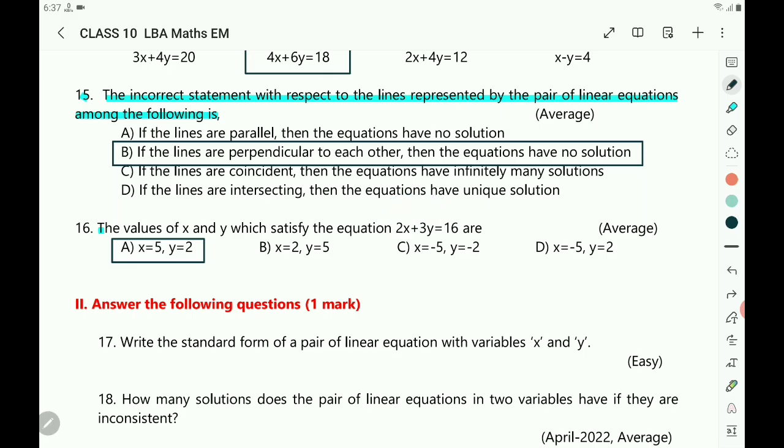Next, for this one, 2 into minus 5 is minus 10, and 3 into 2 is 6. Minus 10 plus 6, you will get minus 4. So here you got this answer. No need of verifying the others. Only one satisfies the equation. So the answer is x equals 5 and y equals 2, because 2 fives are 10, 3 twos are 6, and 10 plus 6 becomes 16.